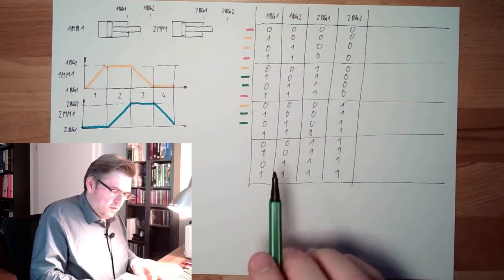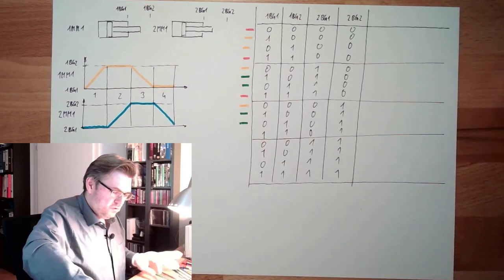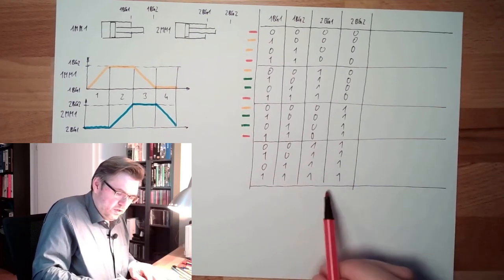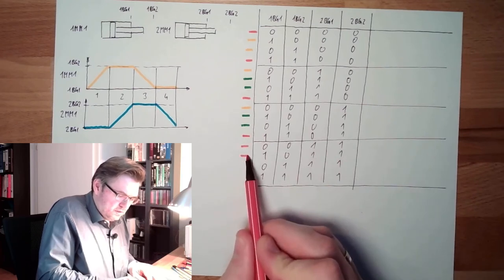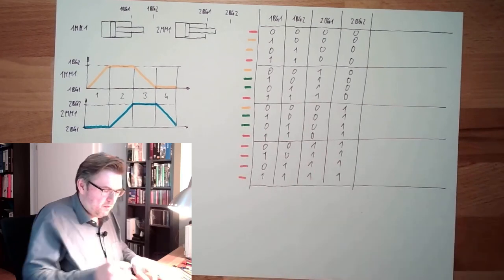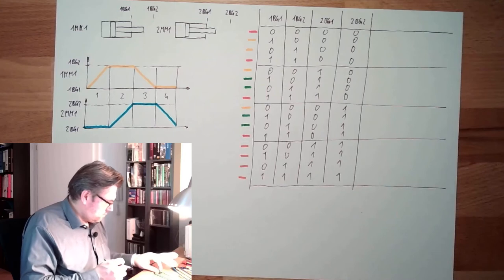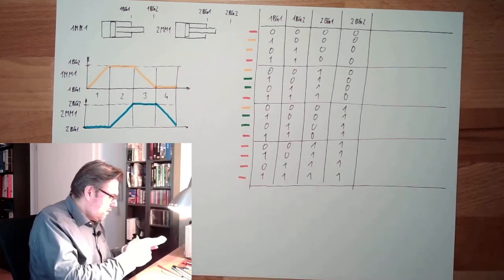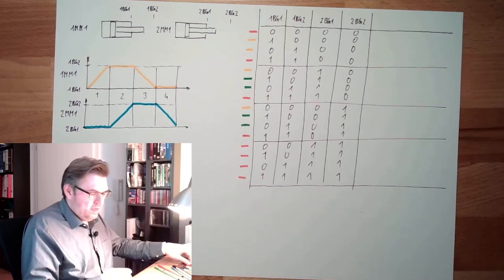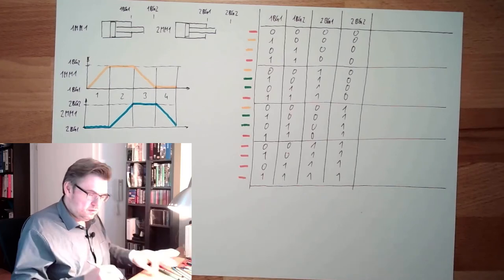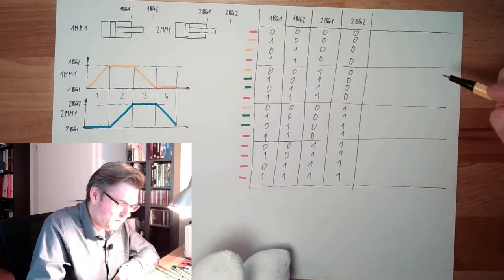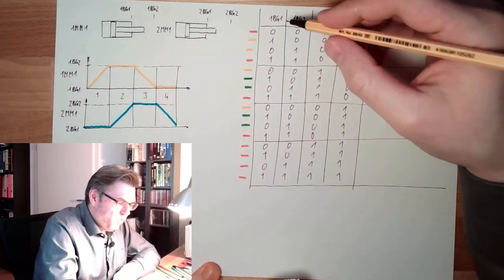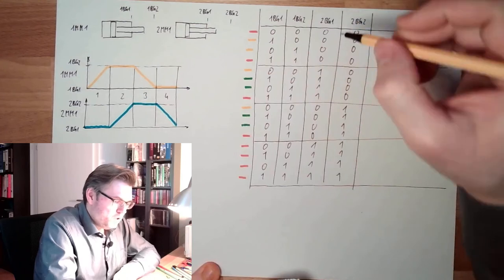Here cylinder 1 again has two states. Not possible. Here cylinder 2, and here always cylinder 2 has two states, in and out at the same time. It's not working. So there are only four rows left that I have to deal with. If both are in, what shall happen?